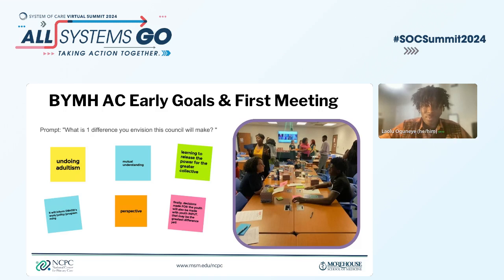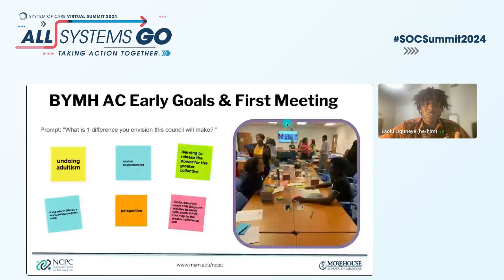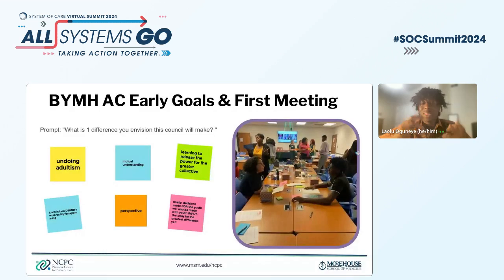difference. So some of our first early goals at our first meeting can be seen on the left: undoing adultism, having different perspectives, and learning to release the power for greater collectives are some of our goals. Some of our larger goals were honestly just trying to make a difference in my community, just as I said a minute ago. Normally, as one of few youth in an adult-dominated team, it's difficult to get your voice heard, by virtue of being less knowledgeable on many subjects and being generally underestimated, as Michaela went over.